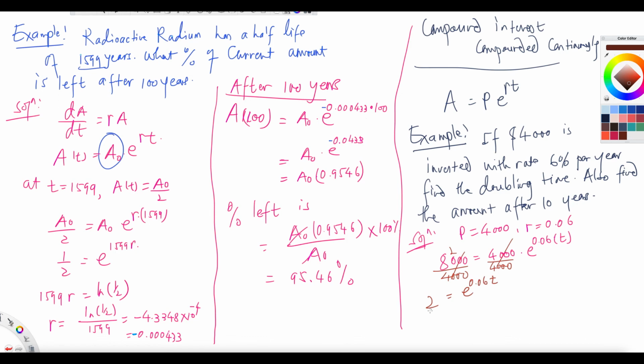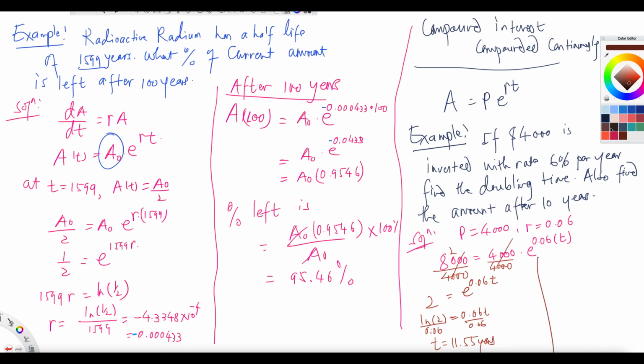Now you need to take the log. You get natural log of 2 equals 0.06 T, because when you take the log on the right side, the exponent on the e comes before the log, and the natural log of e is 1. Now divide by 0.06. If you divide natural log of 2 by 0.06, you get 11.55. So the doubling time is 11.55 years. That is one question.